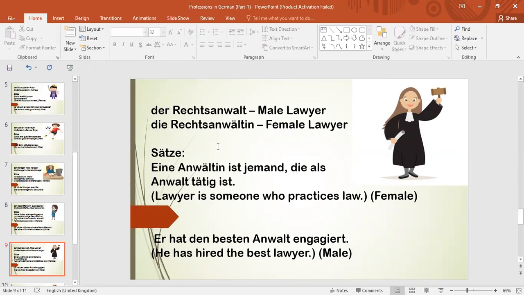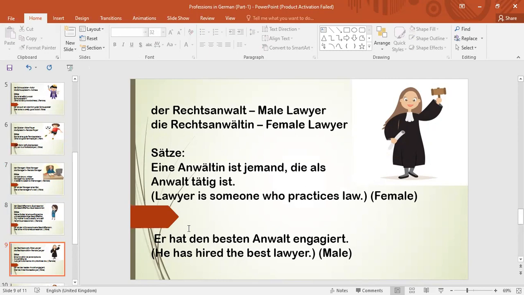Okay, here are the sentences. Eine Anwältin ist jemand, die als Anwalt tätig ist. So a lawyer is someone who practices law. We are using Anwältin, that's why it clearly shows that we are talking about a female lawyer.